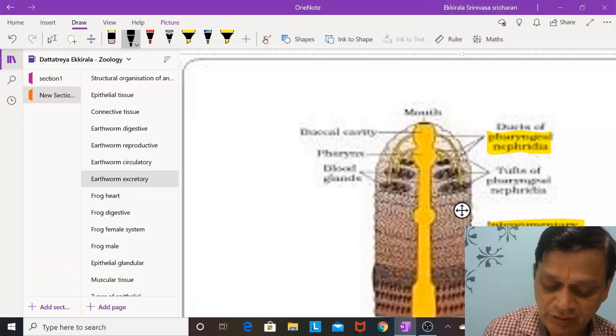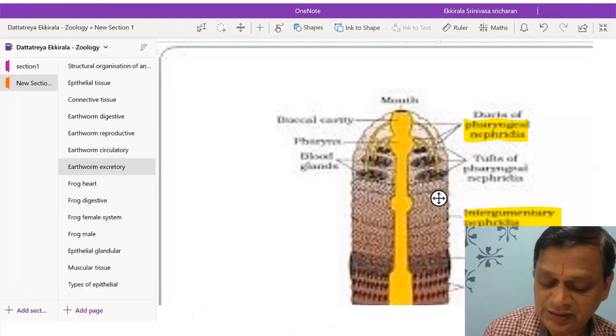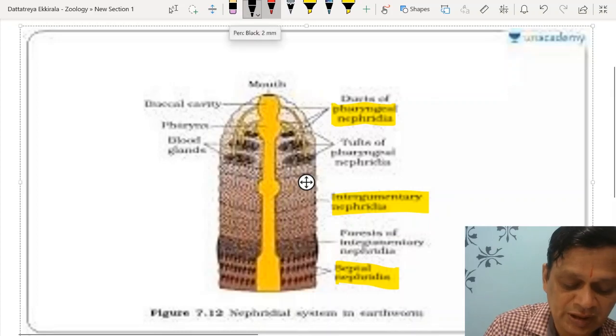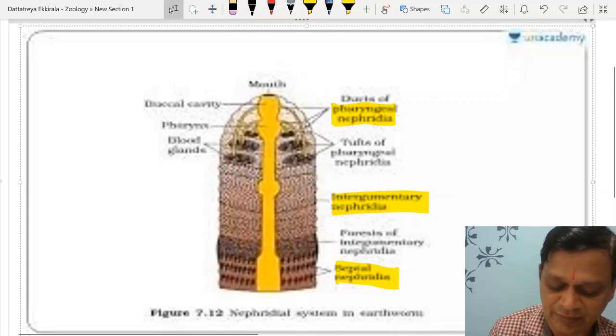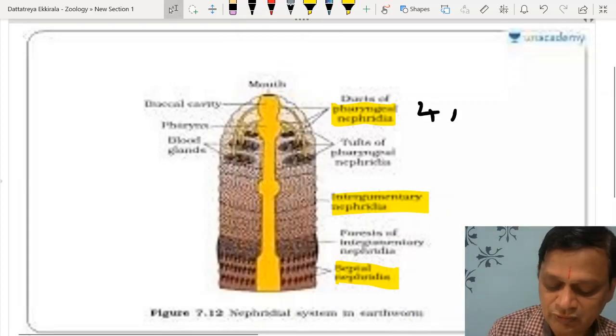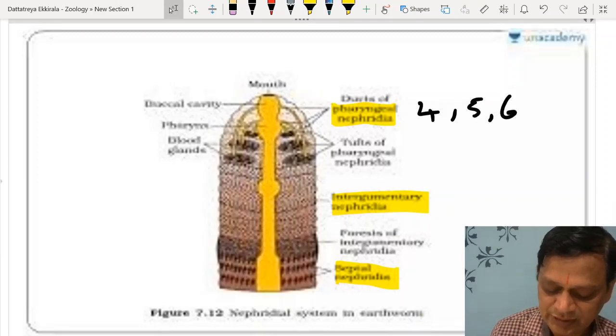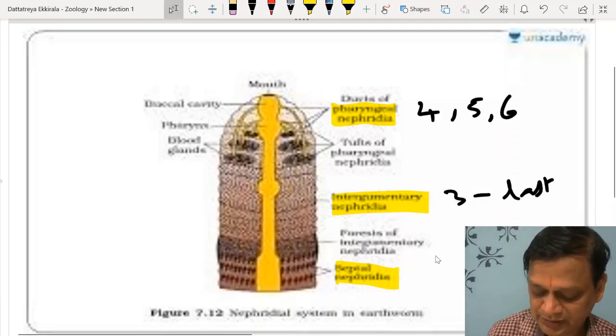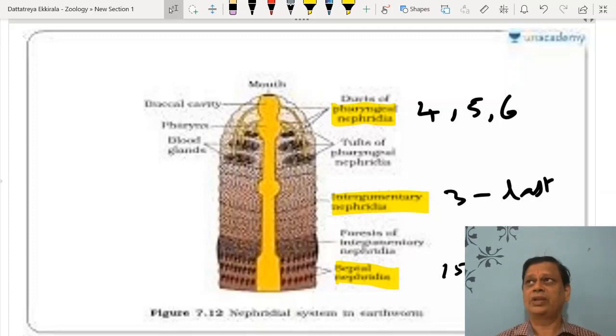And in this, we can see pharyngeal nephridia present in 4, 5, 6 segments. So 4, 5, 6 segments. Integumentary nephridia from 3 to last segment. Septal nephridia present from 15 to last segment. Septal nephridia will be present almost in all the segments.